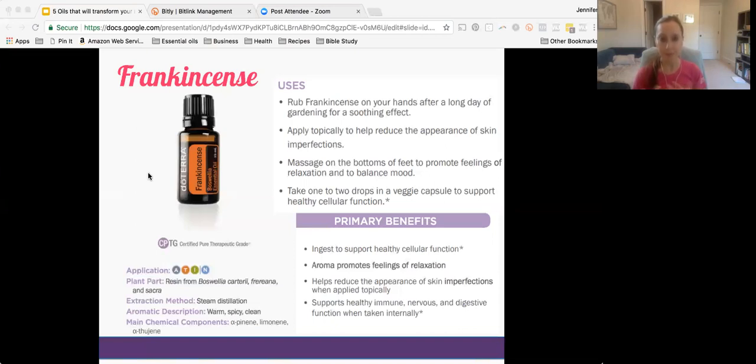All right. And then one of my favorite ways to use frankincense is for the skin. Frankincense is wonderful for skin health. It has a lot of anti-aging benefits. It helps reduce fine lines and wrinkles and dark spots and blemishes. And so you can add a drop of frankincense to your moisturizer and apply it. That's a wonderful way to use frankincense to support skin health.